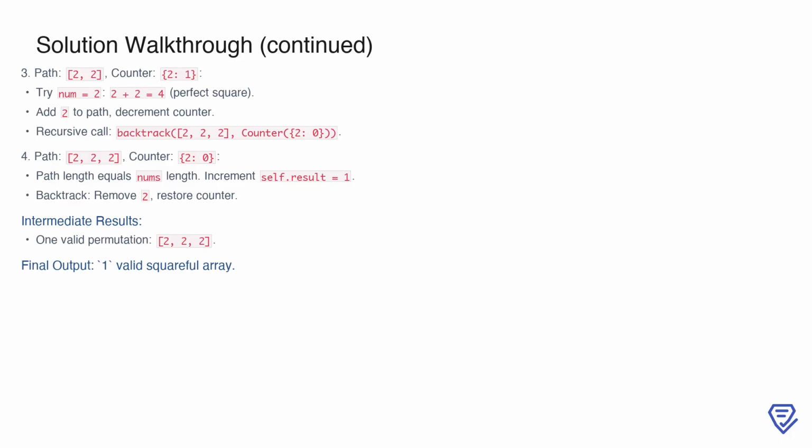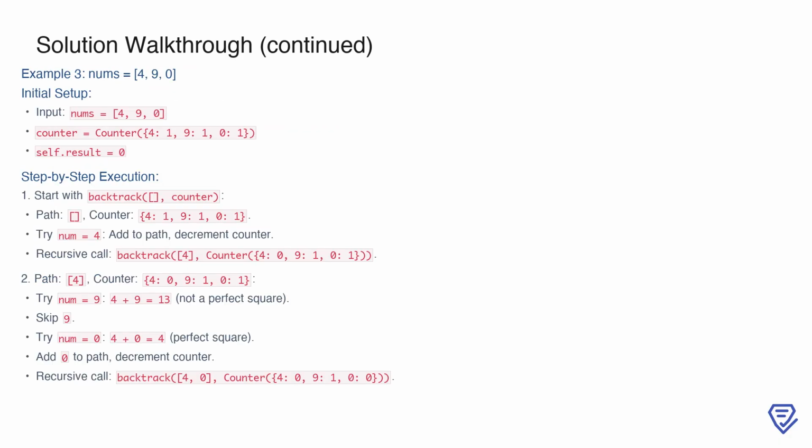At this point, the path length matches the input array length, so we increment self.result to 1, marking one valid Squareful array. Afterward, we backtrack by removing the last 2 and restoring its count in the counter. The intermediate result here is one valid permutation, [2, 2, 2]. The final output for this example is also one valid Squareful array. In the third example, the input array is nums = [4, 9, 0].